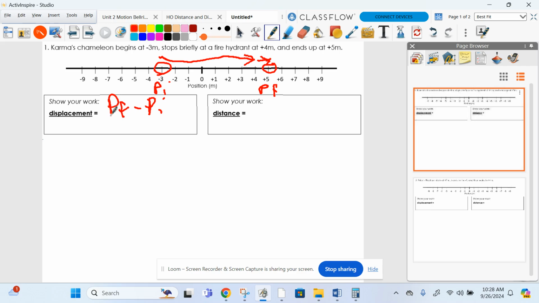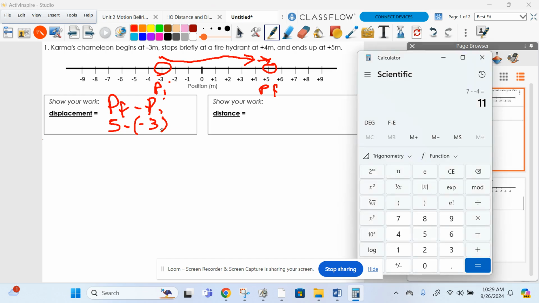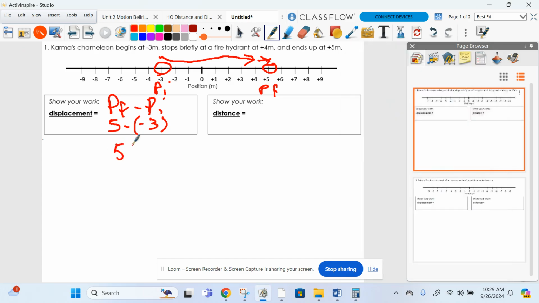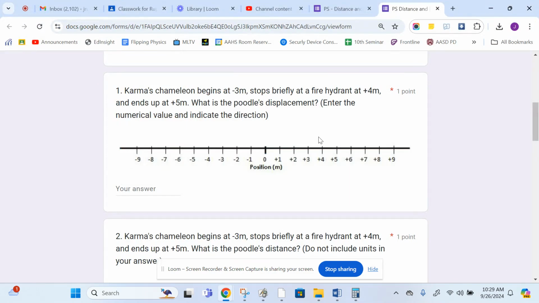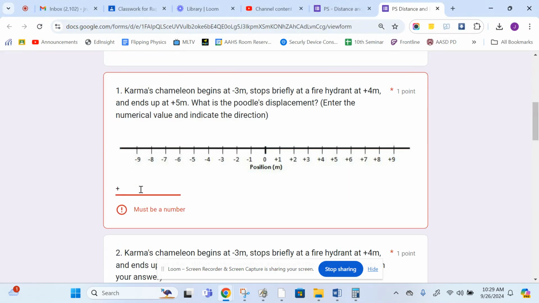Where did I end? I ended at +5. Minus, where did I start? I started at -3. And I may not be the best math person, but you're able to use a calculator. If I take 5 and I subtract -3, I end up with +8 because 2 negatives make a positive. And I want to make sure that in my form, I'm indicating direction. I want to put that positive sign in front. So again, if I'm entering this number in my Google form, I want to put in a +8, and that's my answer.